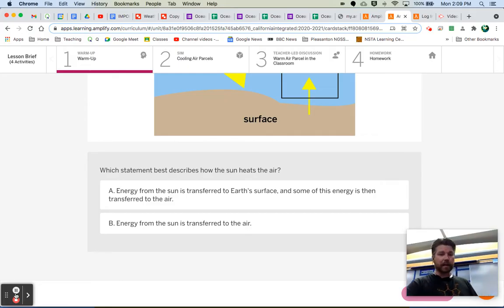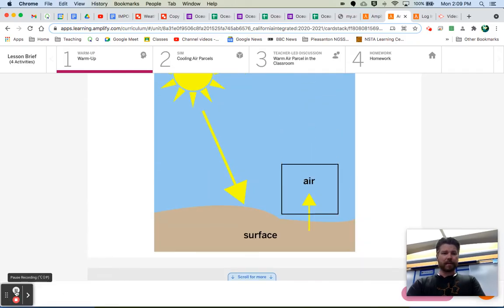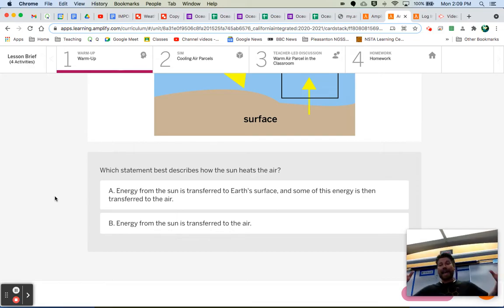You go ahead, take like 10 seconds and answer this. What do you think, A or B? Examine the drawing. What do you think? Hey, if you said A, nice job.